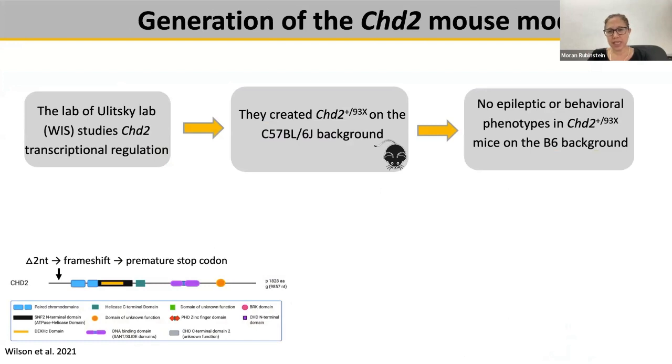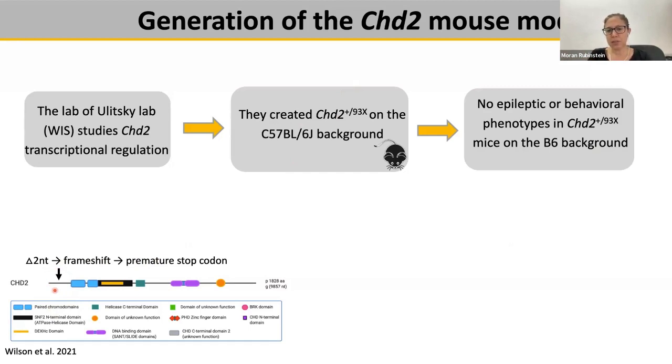So as Caroline was saying, these CHD2 mutant mice were generated in the Olitsky lab. What they did was to introduce a frame shift, and this frame shift caused an early truncation mutation in the protein. Essentially, after amino acid 93, there is no more protein produced. So it's a severe loss of function. Only the initial part of the protein is being produced, but the rest is completely gone.